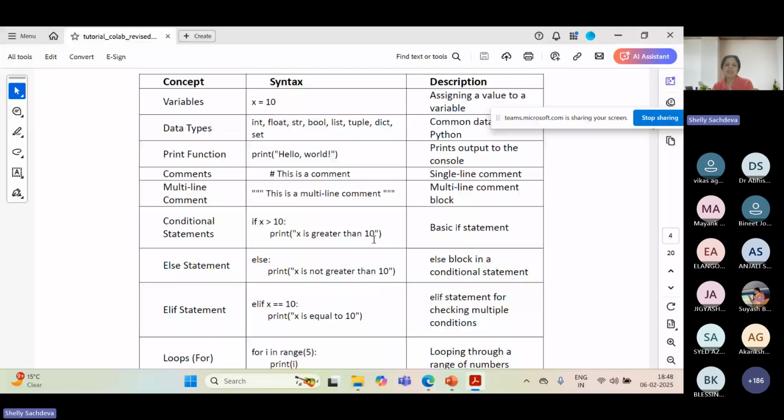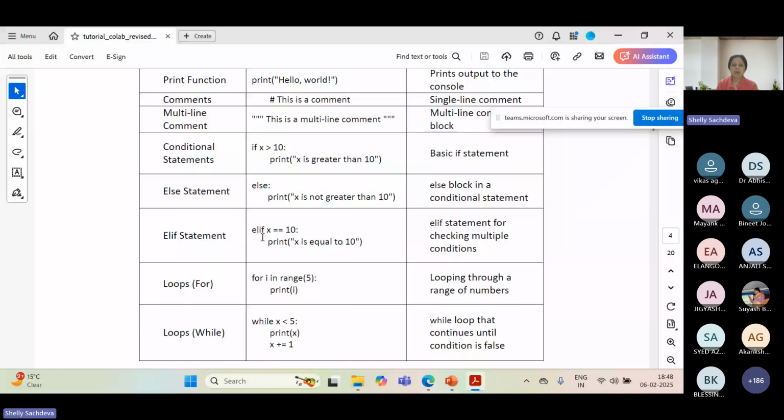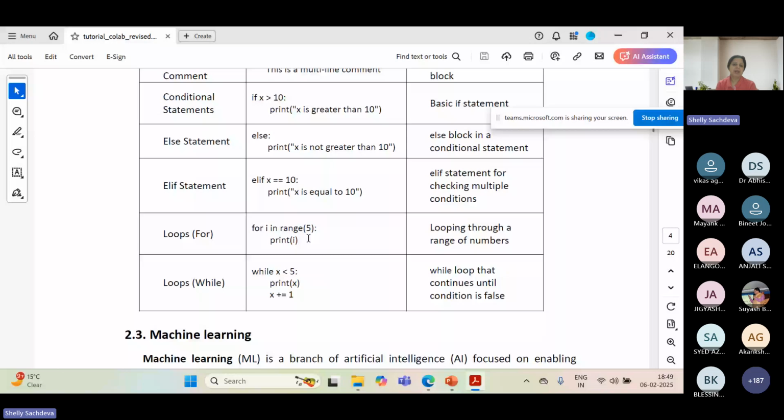Else if is usually represented by elif, and double equals is used for checking whether values are equal or not. Then for i in range 5, print i, is for loops. Then while x is less than 5, print x, and x equals x plus 1, is for the while loop. So this is just the syntax of Python.